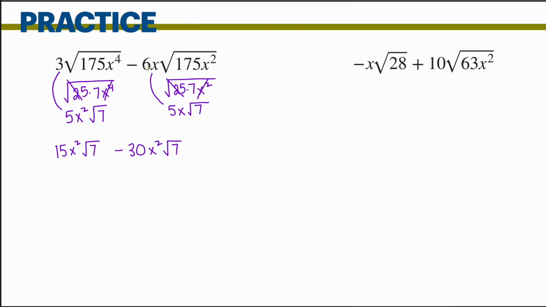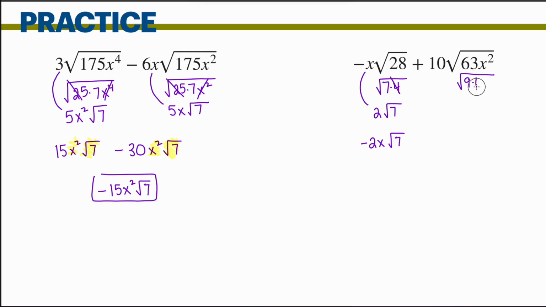Now, again, look at your radical. They are the same. Now check your other variable, x squared, x squared. So now you can combine 15 minus 30 will give you a negative 15 x squared square root of 7. And last, square root of 28 gives you 7 times 4. The square root of 4 is 2. You cannot take the square root of 7. Multiply any numbers on the outside. So you'll get negative 2x square root of 7.